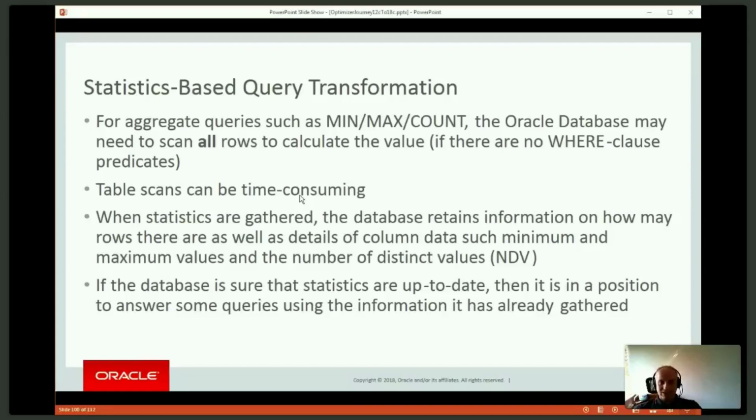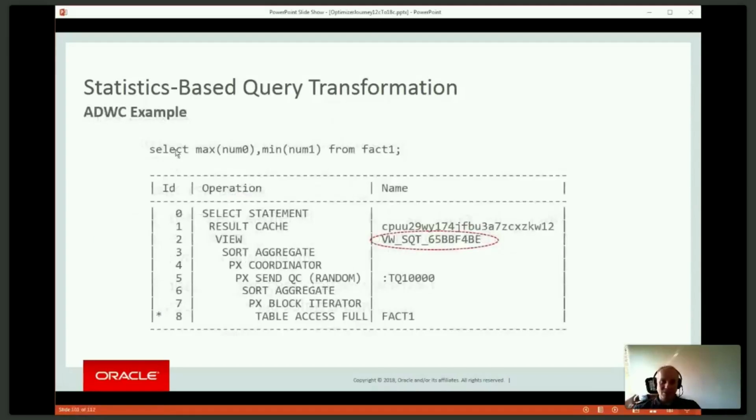So they can be time consuming, of course. But if you think about it, when you're gathering statistics on a table, the database retains information like that. We in theory know what the min and max values are. We know how many rows there are in the table, provided, of course, that the statistics are up to date. So if the statistics are up to date, we can use them. So what this means really is that we can transform certain queries, these sort of aggregate queries without where clauses, into a query upon the data dictionary to retrieve the statistics instead.